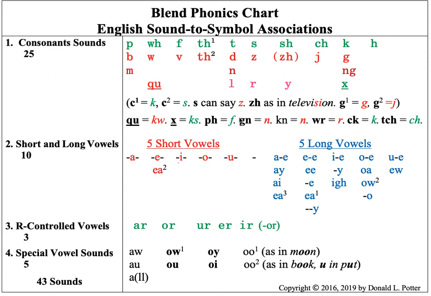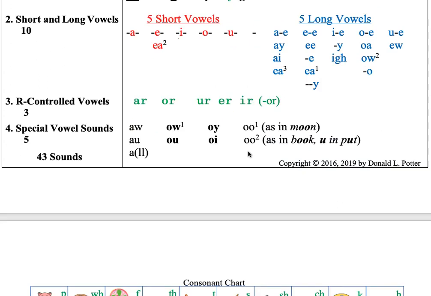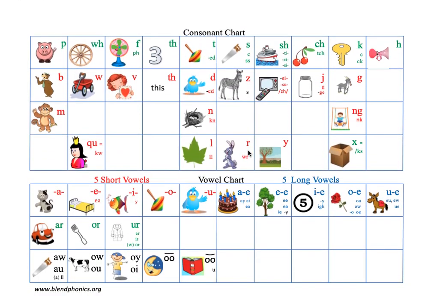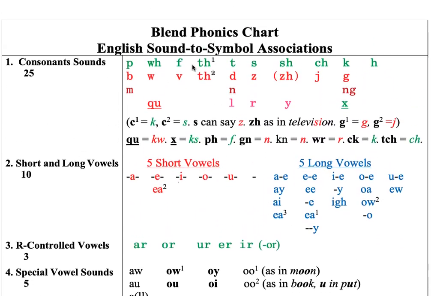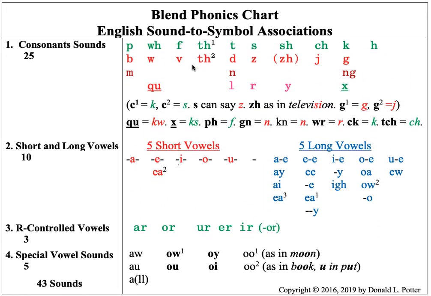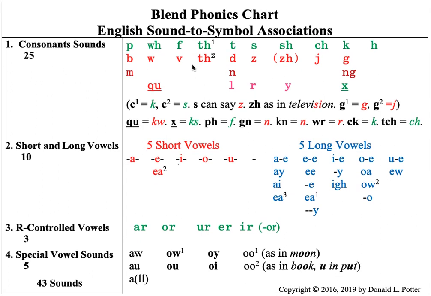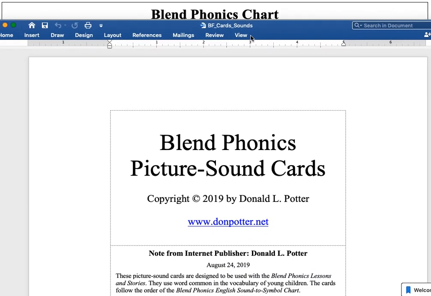This is the main chart we're going to be using. It's the chart without the pictures. And let me show you here. There's another chart which has pictures and key words that I use to teach the sounds. But we're going to be looking only at the chart that does not have the pictures. There are two other components with the program, and I'll just show them quickly.